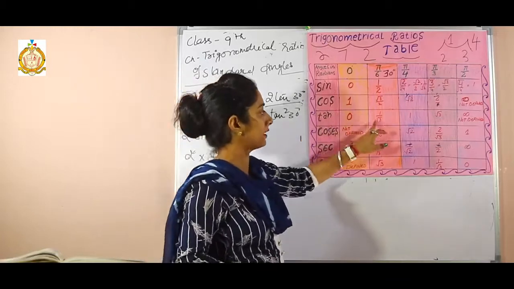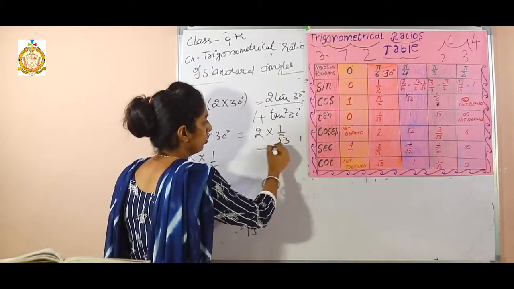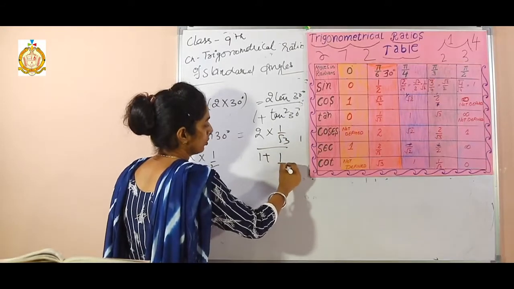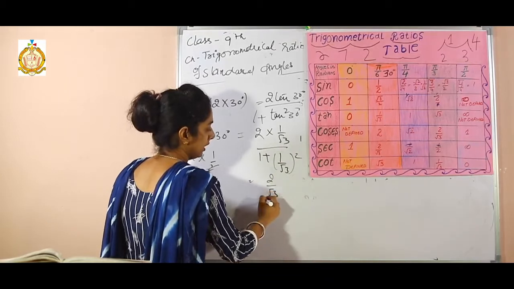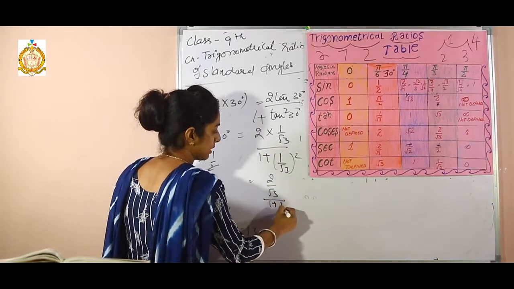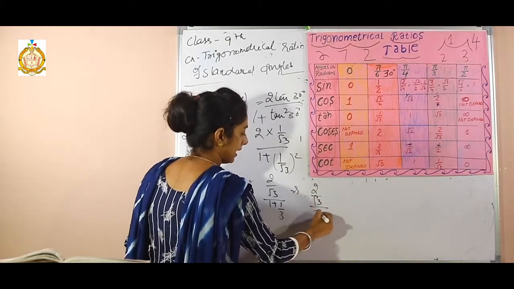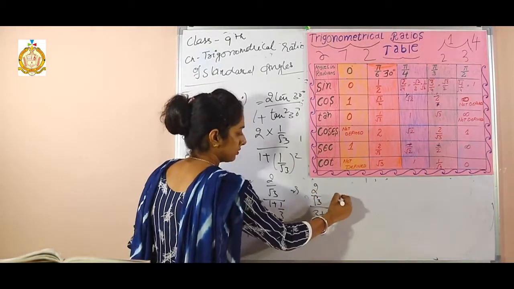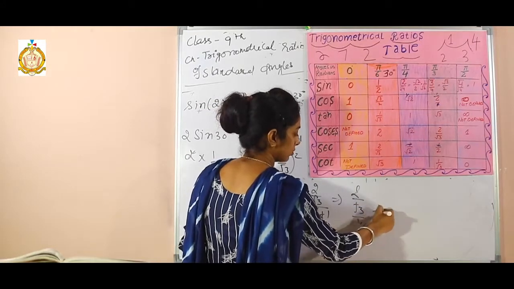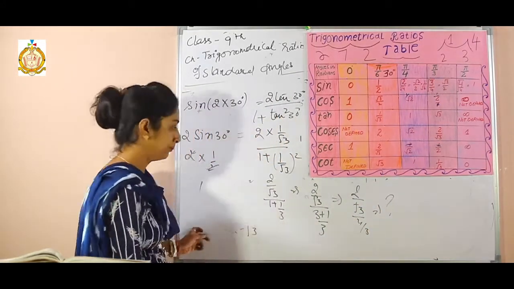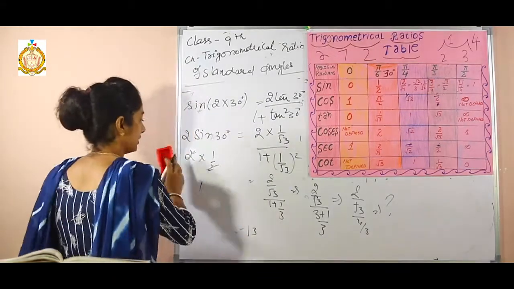Now go to the other side. 2 tan 30, that is 2 over under root 3, over 1 plus 1 over under root 3 whole square, which is 2 over under root 3 over 1 plus 1 over 3, which is 2 over under root 3 over 3 plus 1 over 3, which is 2 over under root 3 over 4 over 3. After solving we get 1. Okay, after solving it you can do it easily.